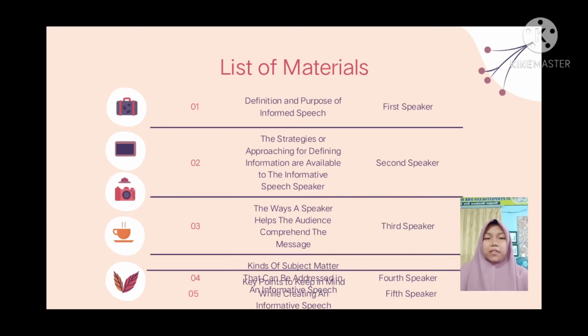The first material is about the definition and purpose of informative speech. The second, the strategies or approaches for defining information that are available to the informative speech speaker. The third is the ways a speaker helps the audience comprehend the message. The fourth is kinds of subject matter that can be addressed in an informative speech. And the last is key points to keep in mind while creating an informative speech.